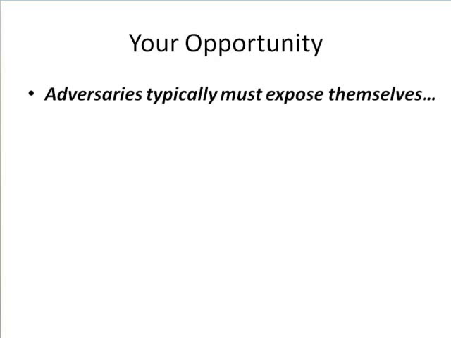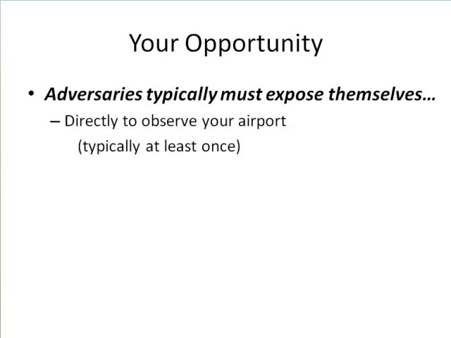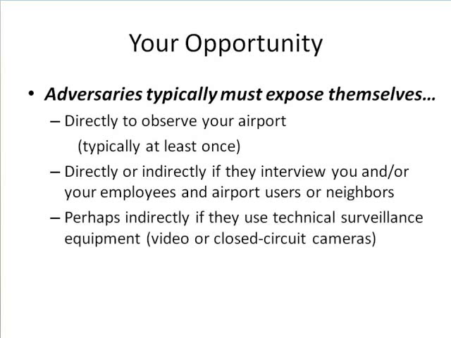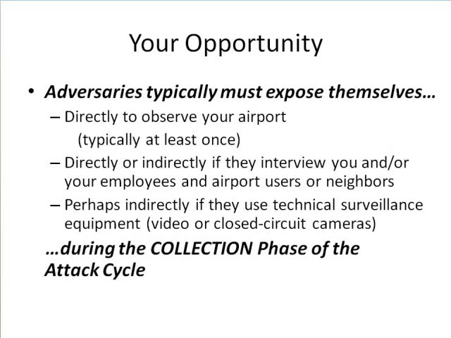In the early phases of the attack cycle, you're on the offense. The adversaries typically must expose themselves directly to observe your airport, and they'll do this typically at least once, then directly or indirectly if they choose to interview you, your employees, and airport users or neighbors, and finally perhaps indirectly if they use technical surveillance equipment like video and closed-circuit television cameras. And this all happens during the collection phase of the attack cycle. Here you're still on offense, and you have the home field advantage.